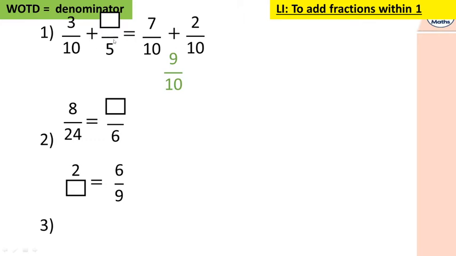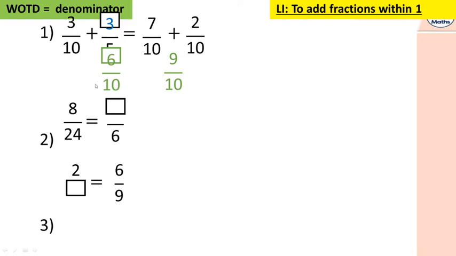So to work out what this is in fifths, we need to think about it in tenths first. So we've got 3/10 add something tenths equals 9/10. So we know that 3/10, 3 add 6 is 9. And to get from tenths to fifths, what do you do to 10 to get to 5? You divide it by 2. So if you divide the bottom by 2, you have to divide the top by 2. So 3/10 plus 3/5 is the same as 7/10 and 2/10.